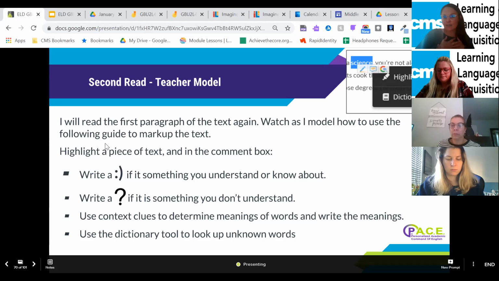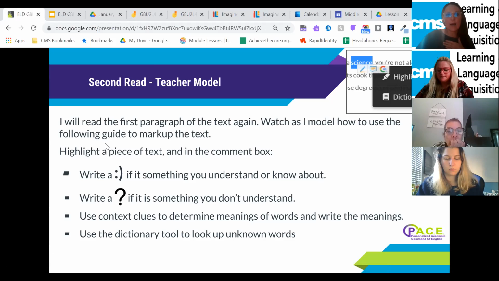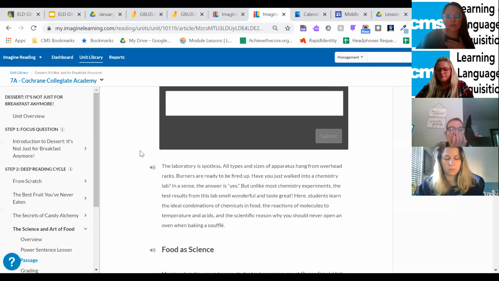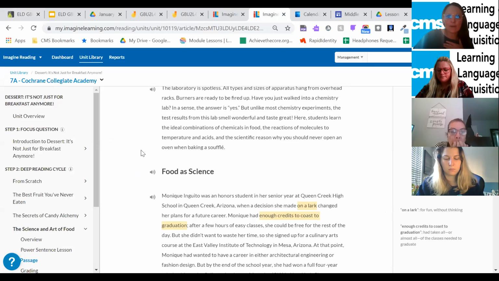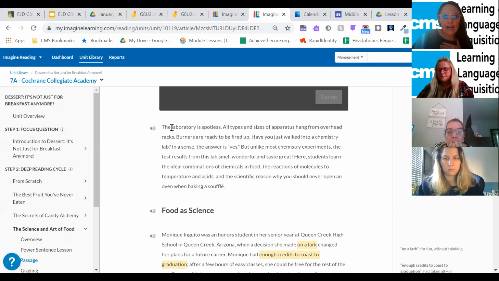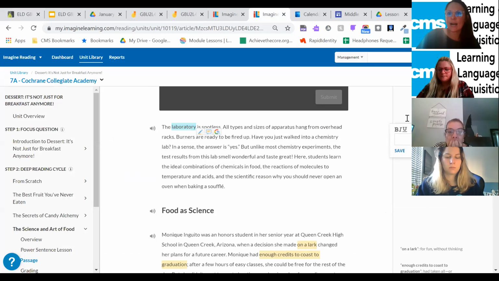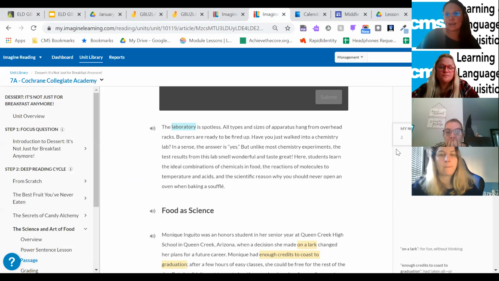Now, I would model this first as the teacher. So I'm going to invite you all to come back to my Zoom screen and show you what this would look like. If I'm going through and I see laboratory, and I've heard of a laboratory, or it's a cognate to me, I might highlight it and say, I know what that is. My comment box comes up on the right-hand side and I draw a smiley face. I know this, and I save it.